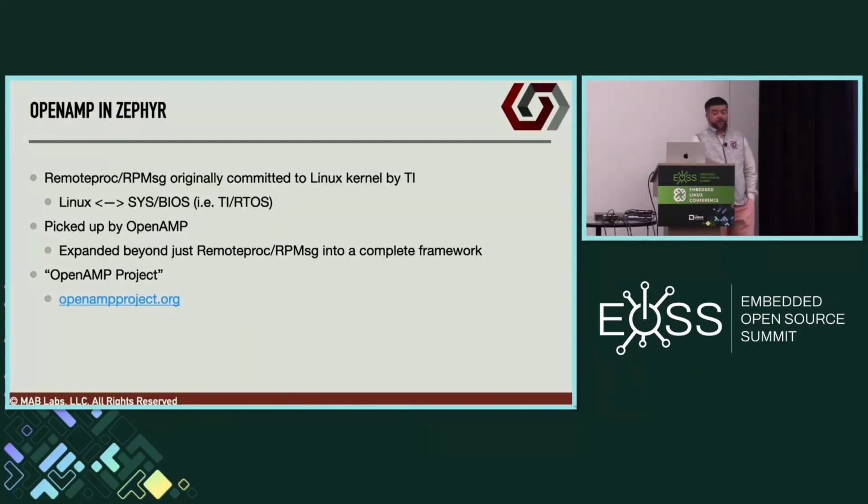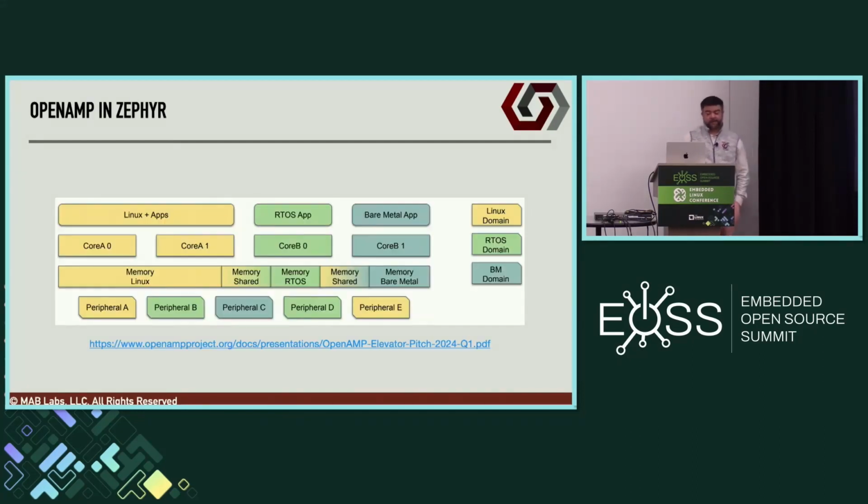These two components were originally committed to the Linux kernel by TI. The motivation for these implementations was allowing communication between Linux and TI RTOS, what was then known as SYS/BIOS. That was the original motivation for TI starting this framework, and then it got picked up by OpenAMP, which turned into this overall project and organization. They expanded what TI started into a much more comprehensive and extensive library and framework. So this is the overall motivation behind OpenAMP in general.